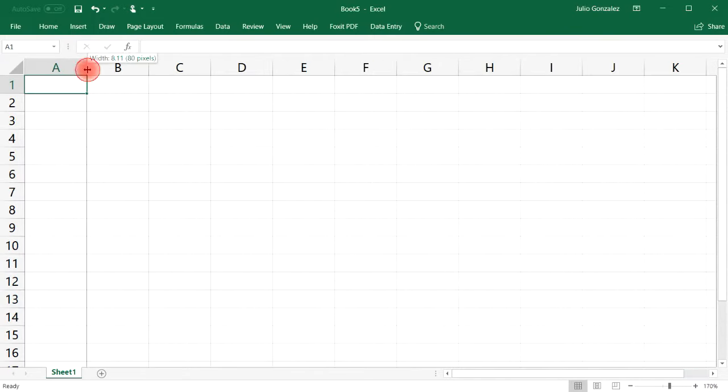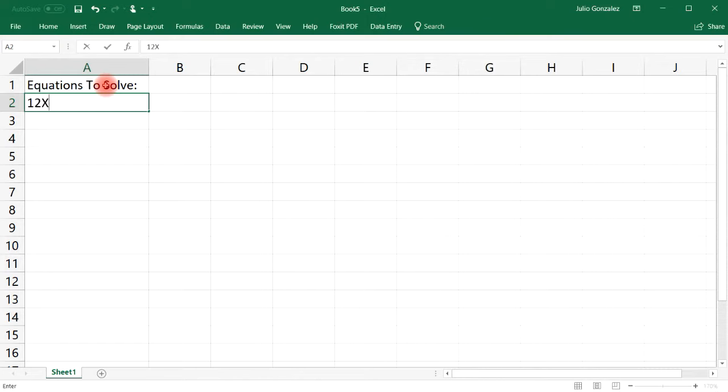So the first thing I'm going to do is expand column A. And in this column, I'm just going to write the equations that I'm going to solve. The first one will be a linear equation, 12x plus 17, and let's say it's equal to 245. Now, we could do this by hand, but let's use Excel to get the answer. So if this is the equation we want to solve, how do we use Excel to do it?